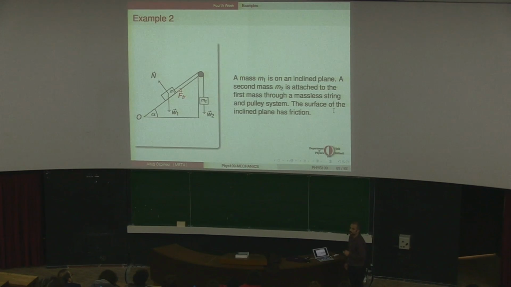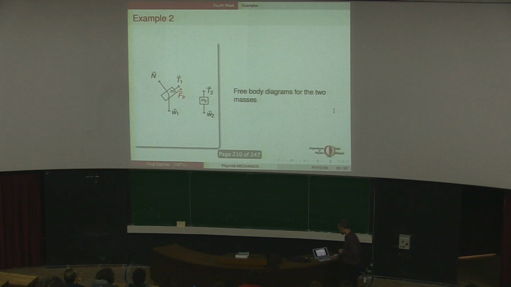One more, m2 here. Well, it's a pulley, and the friction of the pulley we will ignore. A massless, frictionless pulley, and there is a massless string. So these are all the forces. I just denote the forces due to the tension in the string by T1 and T2. So these are our free body diagrams.